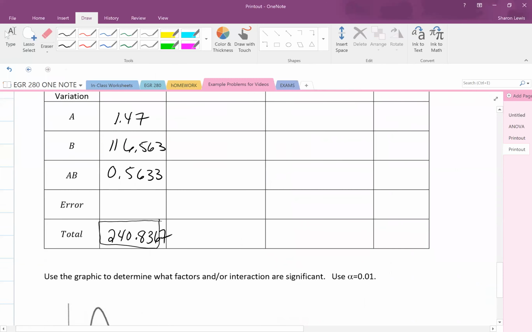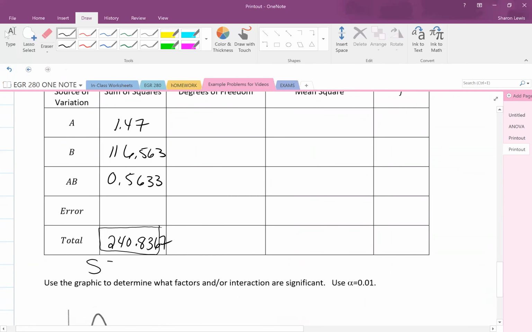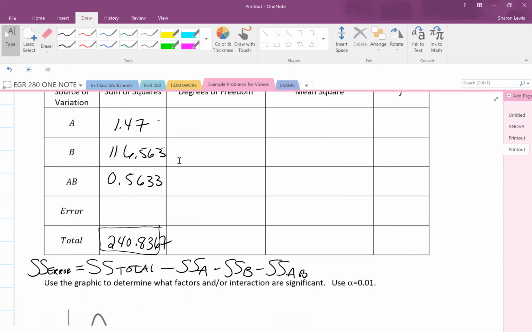240.8367. All right, so the only one that remains then is the error. So sum of squares error is equal to sum of squares total minus sum of squares A minus sum of squares B minus sum of squares AB. So take the total and then subtract off those three. And what remains then is our sum of squares error.